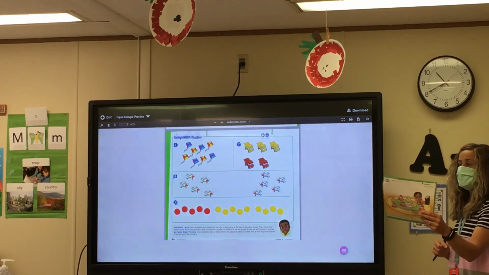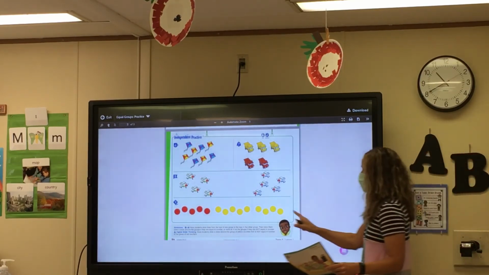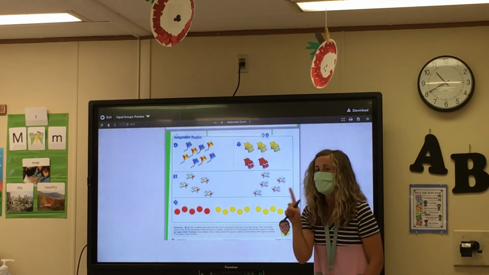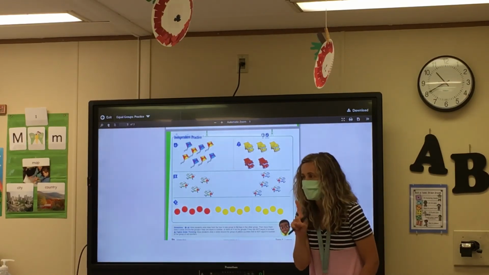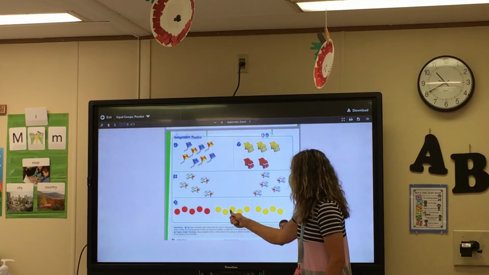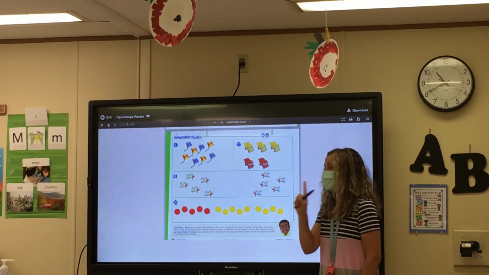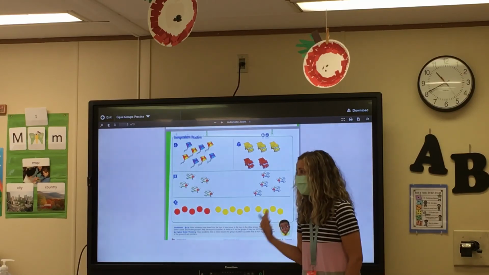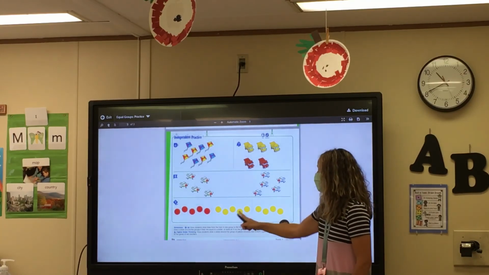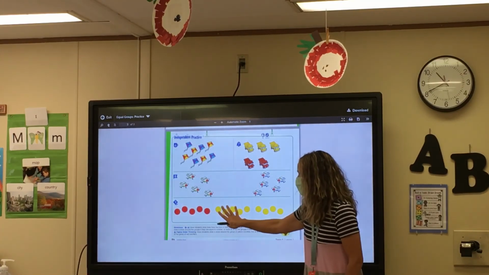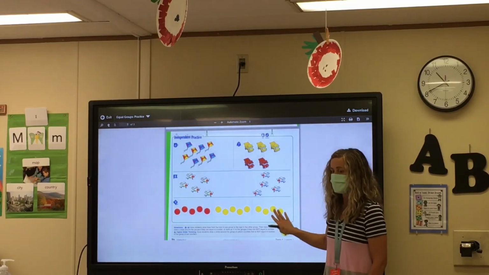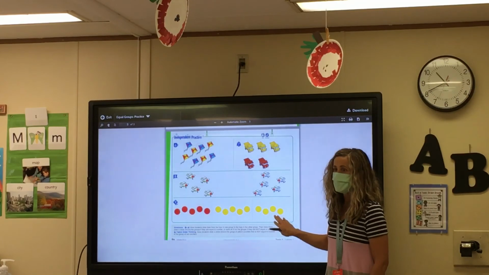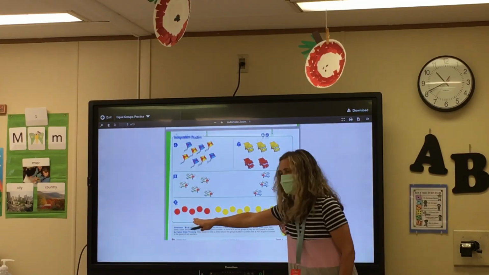All right, so here's what it says. It says draw a circle around the group of yellow counters that is not equal in number. So find the group of yellow counters that is not equal. So that means, again, it's not the same amount. So I want you to find which one it's going to be, this one or this one? I want you to circle the one that is not equal. Find the one that's not the same amount as the red.